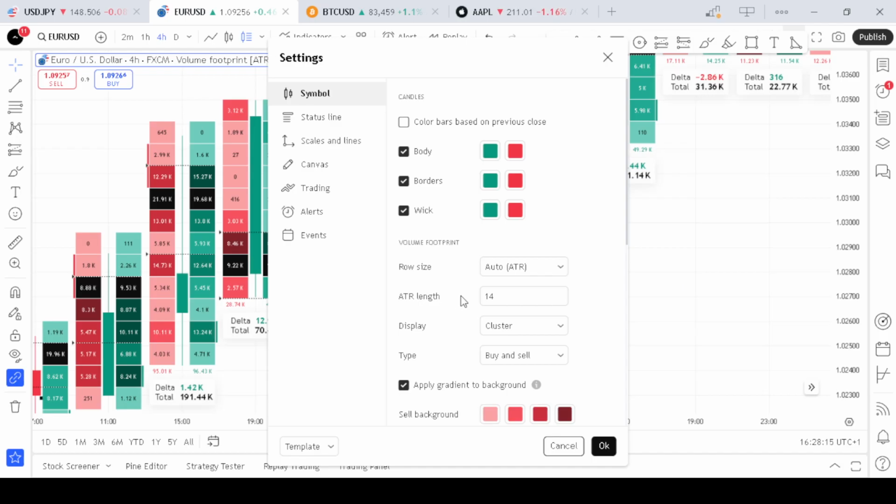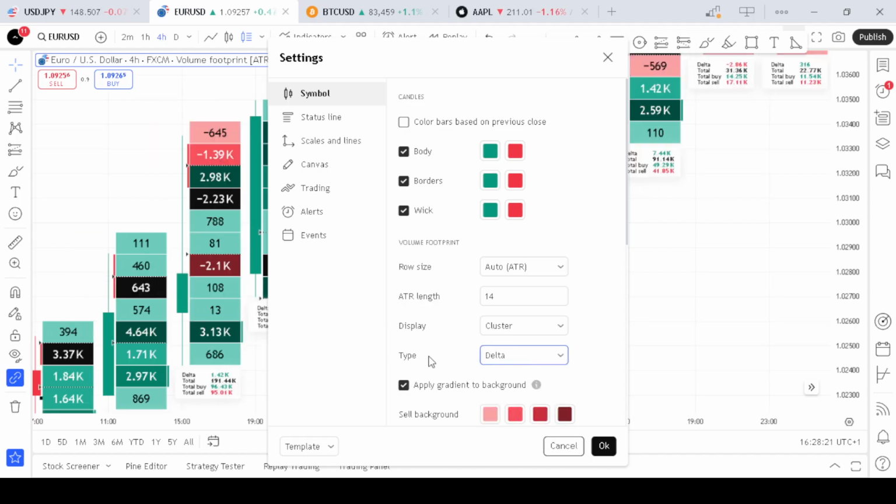For the type of setting, we choose delta. As you can see, we set it to delta. When we set it to delta, this simplifies your view by showing you the net pressure between buyers and sellers, making it easier to spot trends and reversals. So this is basically how to set this up.